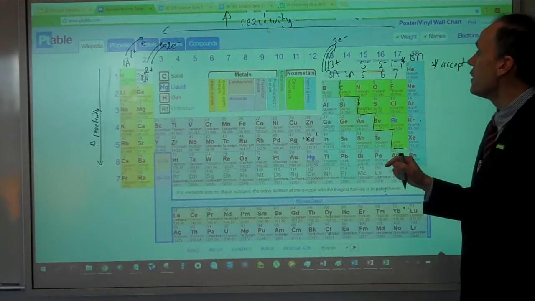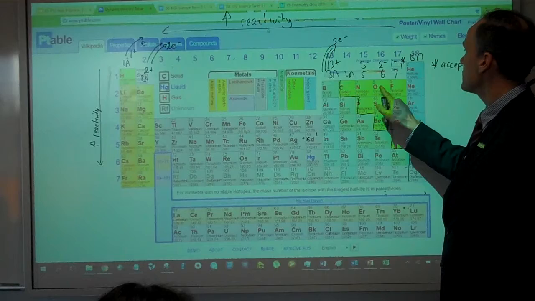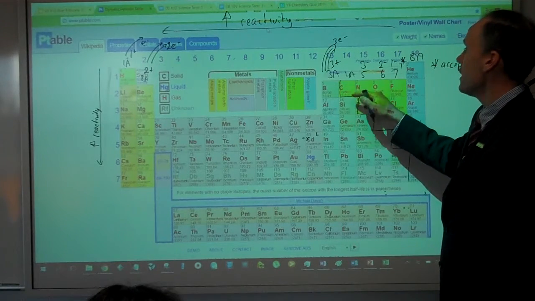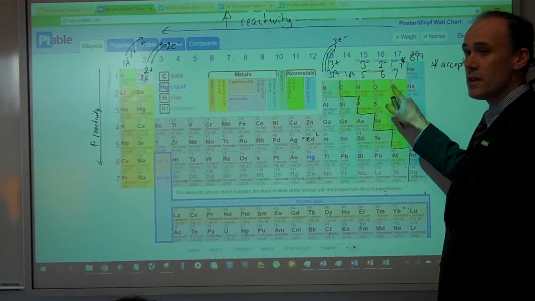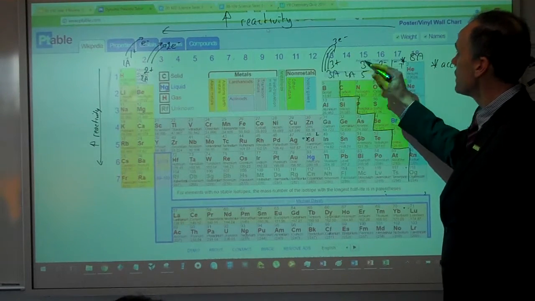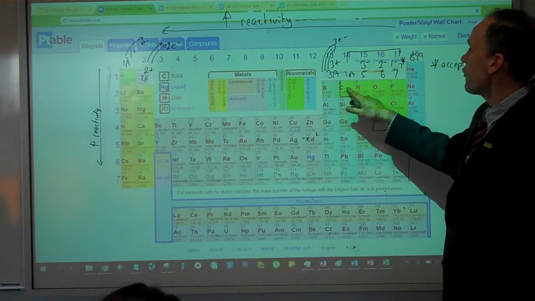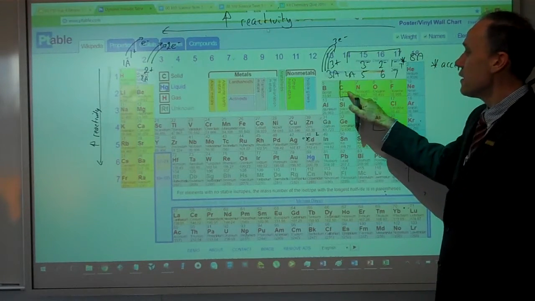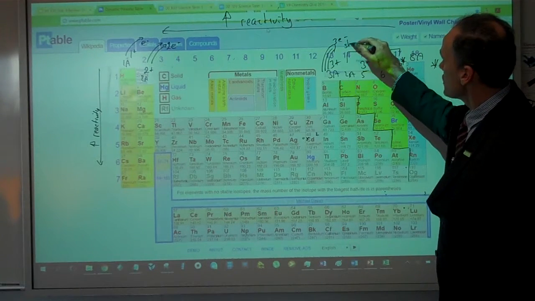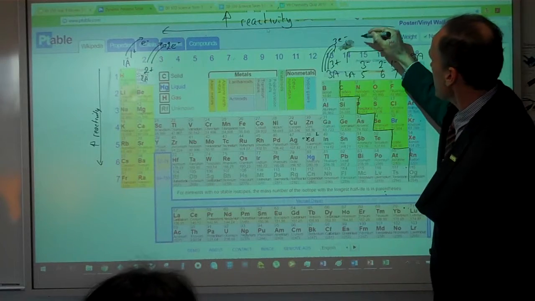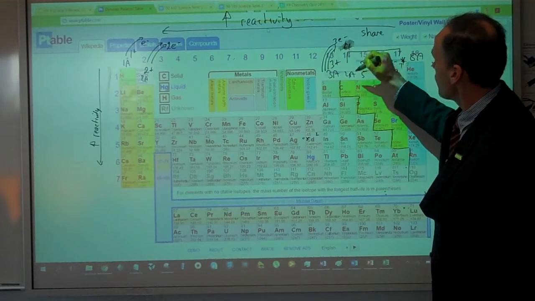Okay. Now, for the group 4, 5, 6 and 7 also form covalent bonds. So you actually have to have that additional information up there. Group 4 share how many electrons? Yeah, group 4 share, I'll put up here, share 4 in group 4.